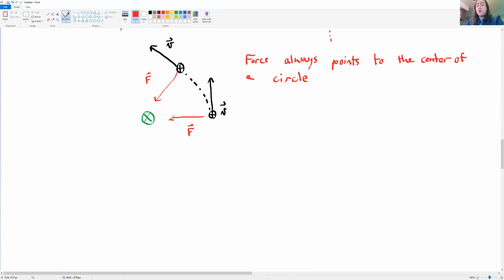So that should be cluing you guys in, right? Should be thinking centripetal force now, circular motion, uniform circular motion. So the force always points to the center of a circle. Okay.